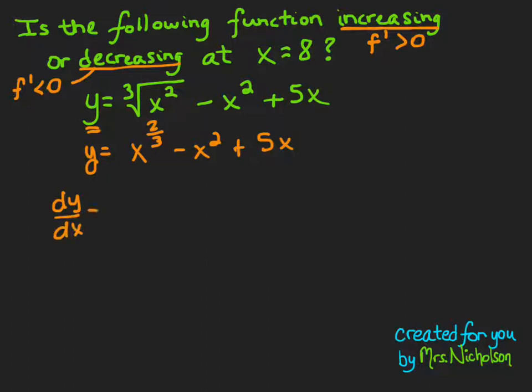dy/dx is equal to 2/3 x. That exponent comes to the front, and then I need to do 2/3 minus 1, which is 2/3 minus 3/3, which would be negative 1/3. The derivative of negative x squared would be negative 2x, and the derivative of 5x is just 5.